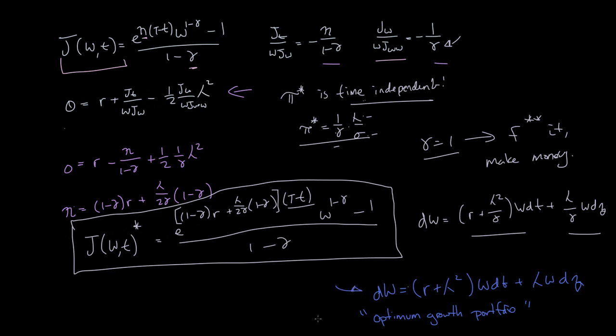Okay, so that is the Black-Scholes world formulation with a solution using the CRRA utility function. So I suppose an extension would be to think about what does it look like with a quadratic utility function.